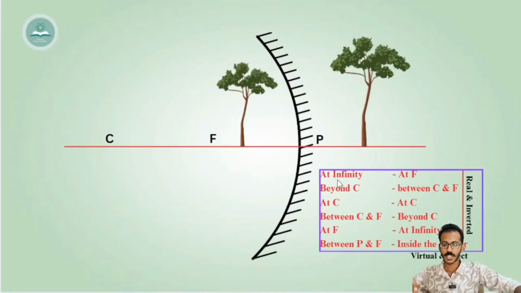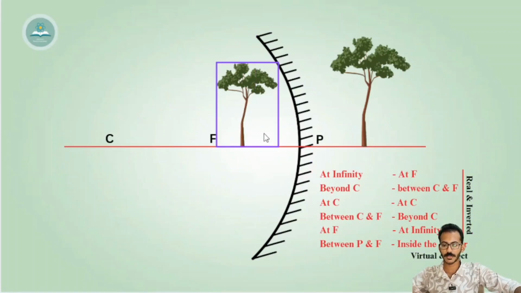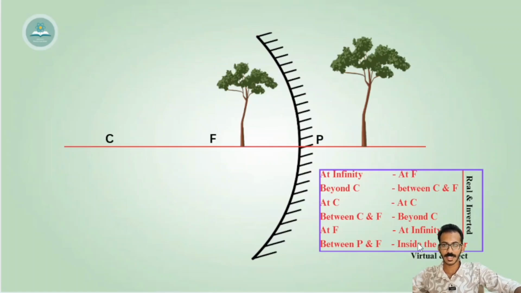So if my object is at infinity, I'll get my image at focus. If my object is beyond C, I'll get it between C and F. If my object is at C, I'll get it at C itself. If my object is between C and F, I'll get my image beyond C. And if I place my object at F, I'll get the image at infinity. In all these cases, the image formed will be real and inverted. In the final case, when I keep my object between P and F, I'll get a virtual and erect image inside the mirror. That's it.